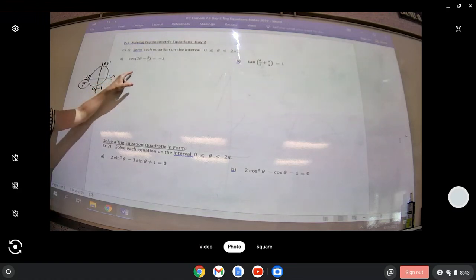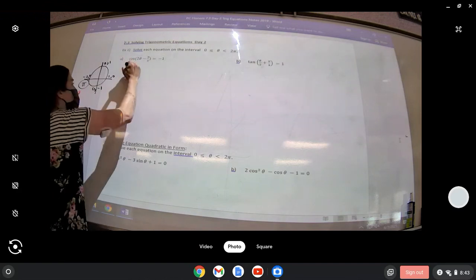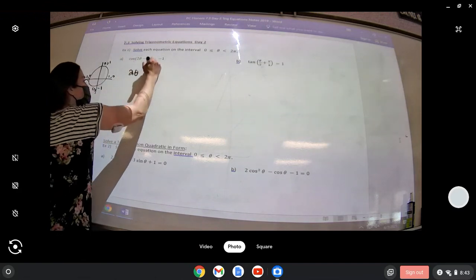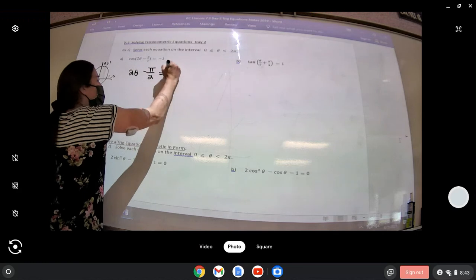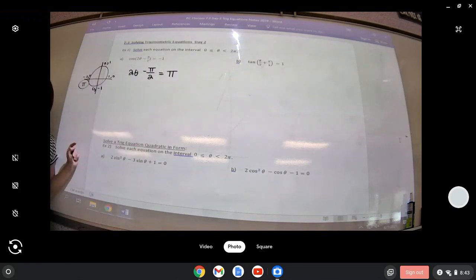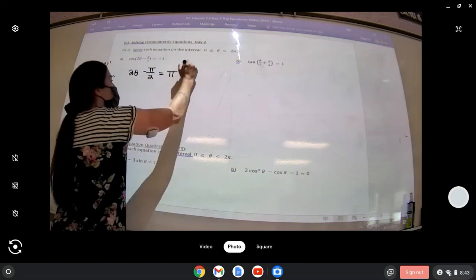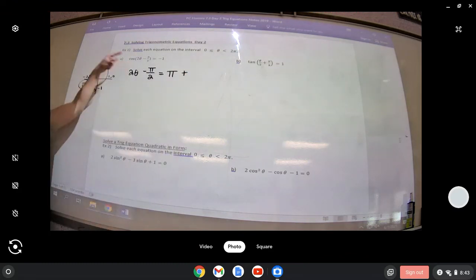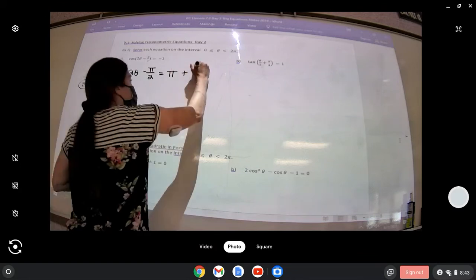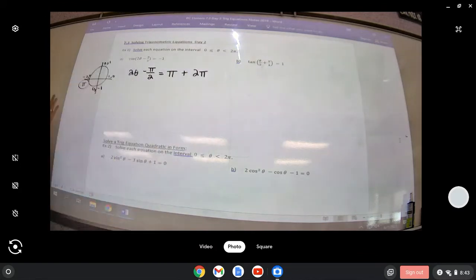But guys, it's not cosine theta. I need this to equal pi. So I need 2 theta minus pi over 2 to equal pi radians, and then we're going to add on the period of cosine to prepare for more or fewer answers. So plus, guys, what was the original period of cosine? 2 pi. So that's how we set it up. Now the good news is, because only one angle from 0 to 2 pi made this true, there's only one setup. I don't have another angle to set up a second equation.